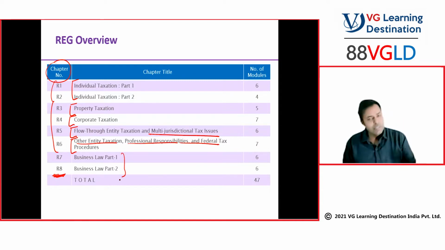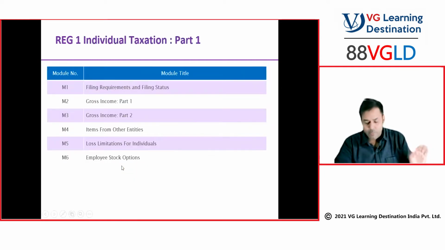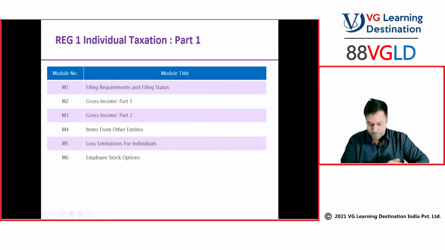The last 2 are business law. Business law is, as I discussed, agency, contract, and everything is going to be here. Okay, let's see every module one by one now. So Ashish, you will get a better sense when we see every module; you'll understand it better.